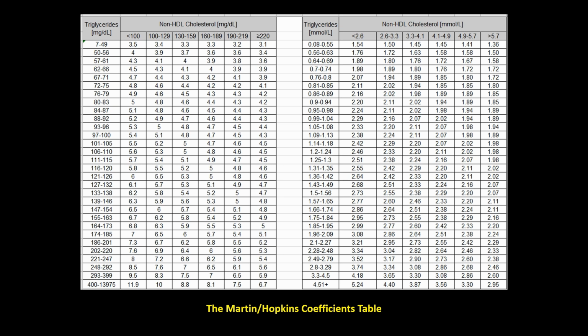And the Sampson equation is used basically for people with higher triglyceride levels. We can see where those come from. The Martin-Hopkins coefficients table is just more discrete, and for that reason, it's more accurate. My last test results from the Quest lab did state that they used the Martin-Hopkins equation in calculating my LDL.